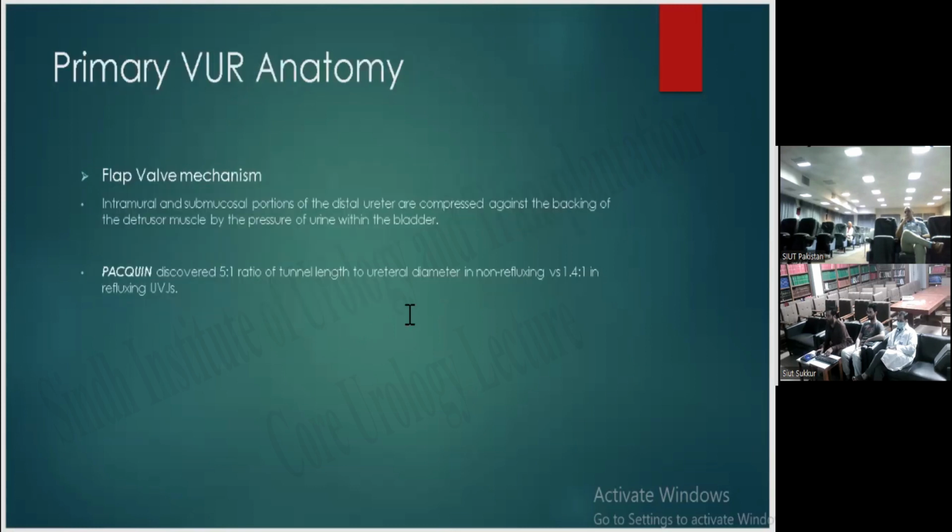Primary VUR anatomy, flap valve mechanism: the intramural and submucosal portion of the distal ureter is compressed against the backing of the detrusor muscle by the pressure of urine within the bladder. Paquin discovered a 5 to 1 ratio of tunnel length to ureteral diameter in non-refluxing UVJs versus 1.4 to 1 in refluxing UVJs, the ureterovesical junction.